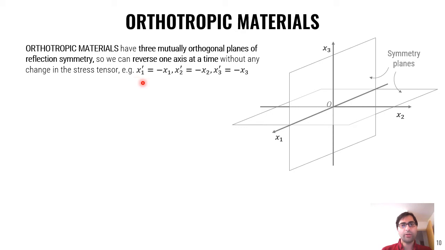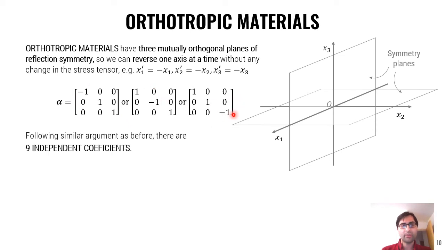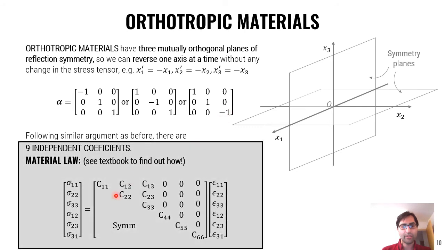For example, x1 prime can be equal to minus x1, and the same can be done for x2 and x3. Okay, these are the transformation rules. Here x1 is reversed, here x2, here x3. And following the same argument, we end up with only 9 independent coefficients. And the material law is as you see here.